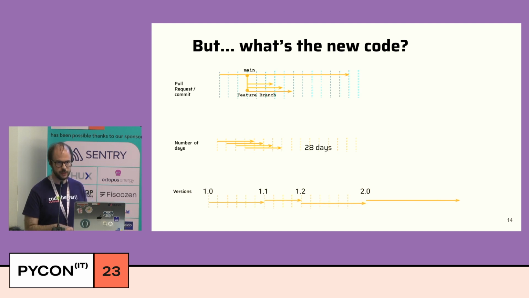And lastly, if the project is implementing semantic versioning, we might also think of considering new code as the code implemented since the latest release. So if, for example, we already released 1.2, and we are adding new features for 2.0, we might consider the code that goes from 1.2 until 2.0 to be actually new code.